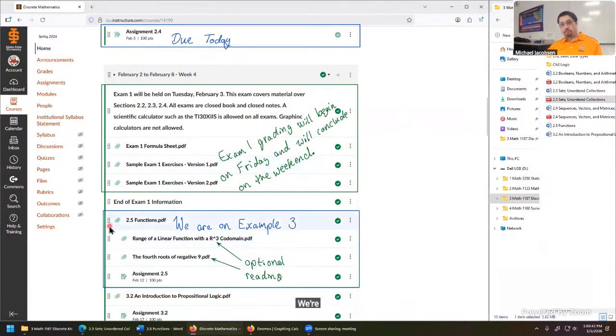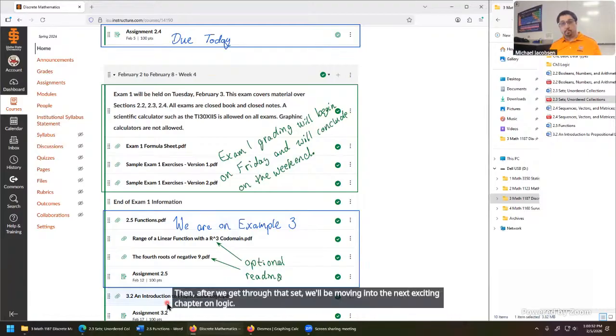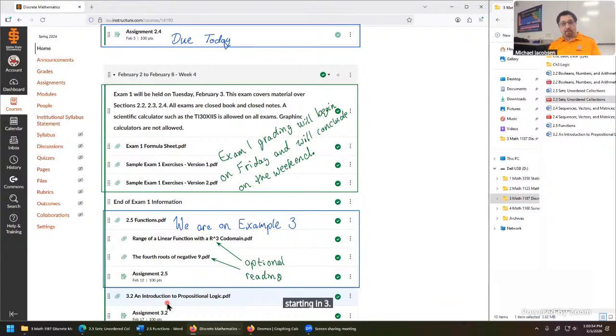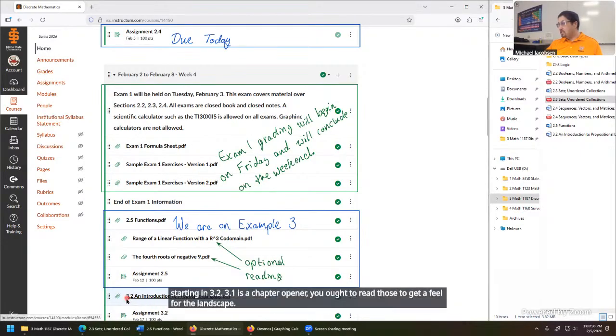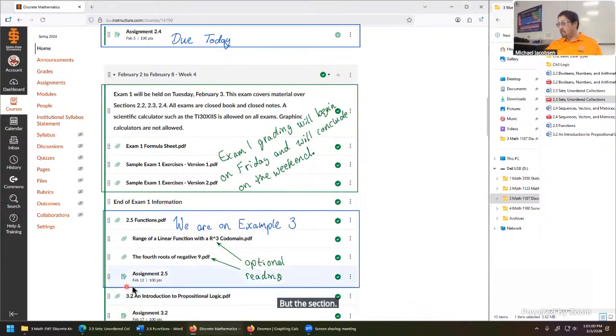We're going to finish off section 2.5, getting through the very first chapter. Then after we get through that set, we'll be moving into the next exciting chapter on logic, starting in 3.2. 3.1 is a chapter opener. You ought to read those to get a feel for the landscape. But the section, just like in chapter 2, that we start officially will be 3.2.